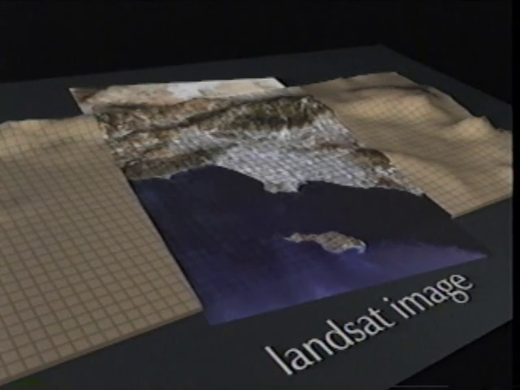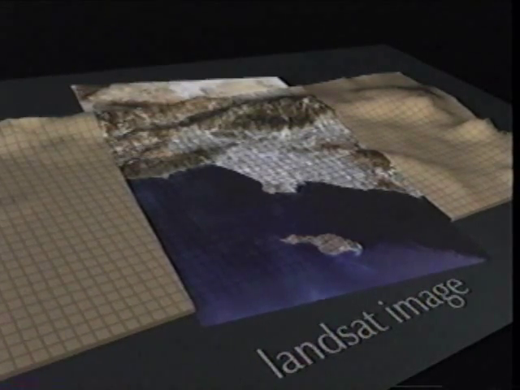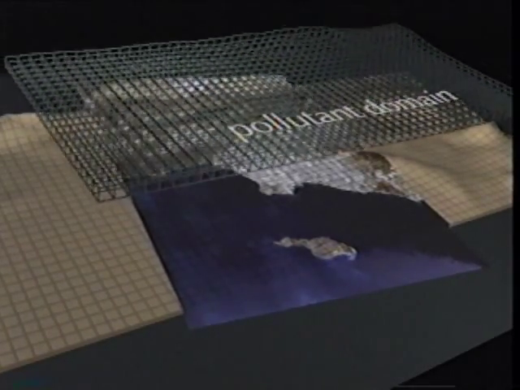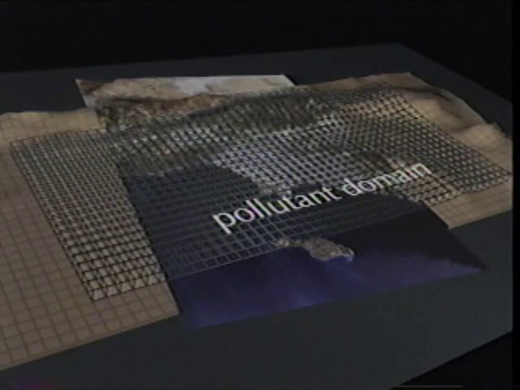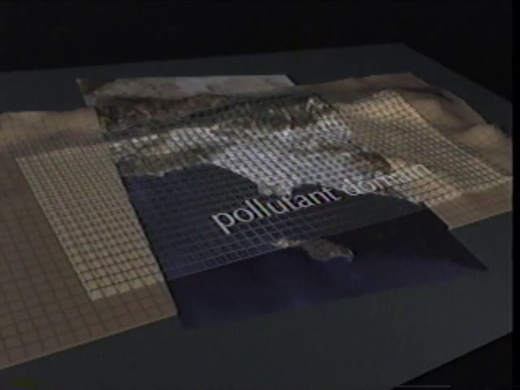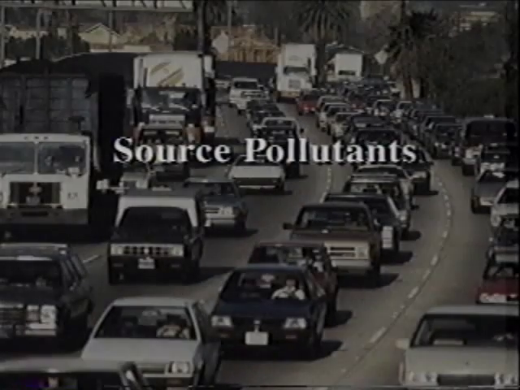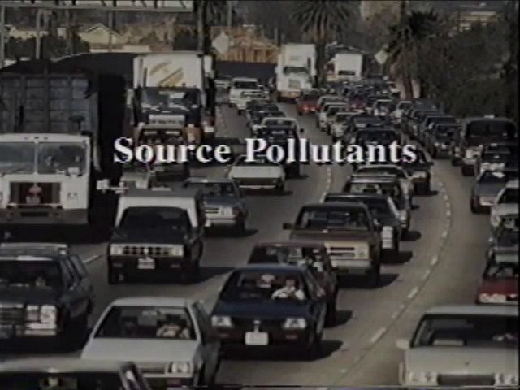To understand how pollutants comprising smog are formed and transported within these regions, researchers have developed a complex mathematical model describing the evolution of smog. The domain of the model is shown here. Cars are one of the sources of reactive organic gases, carbon monoxide, and nitrogen oxides.